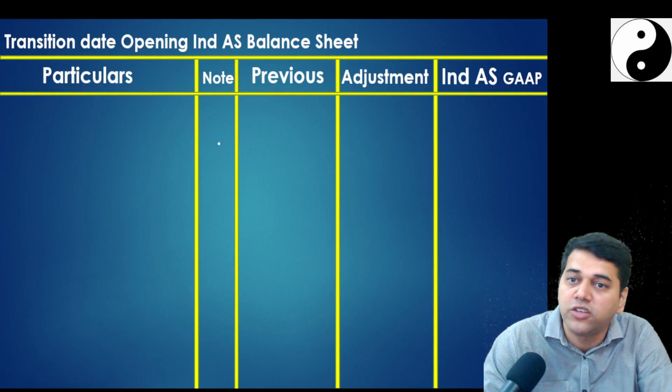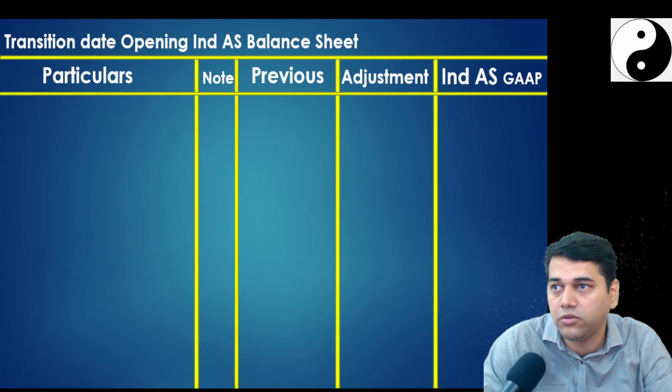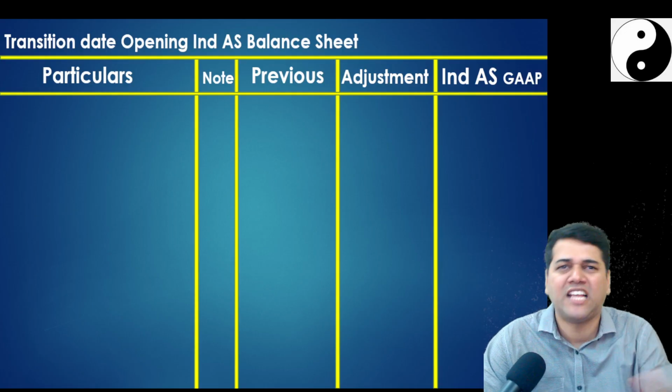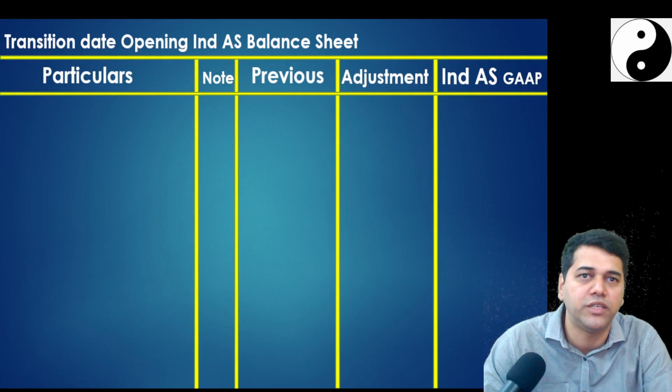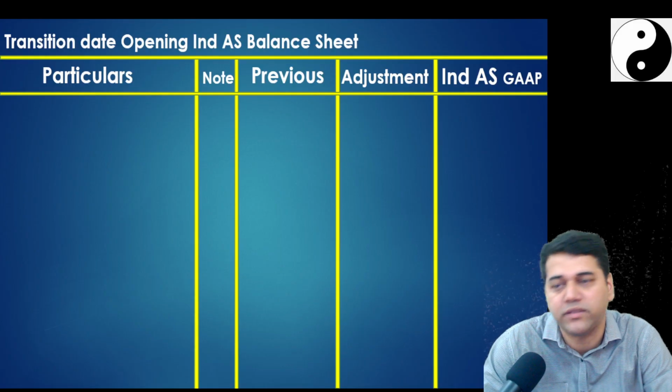You have to write particulars, note, Ind AS, and in the note you have to give that breakup. If the question is silent, as per the working or whatever they give, you can do it this way. In the study material they have done it this way, but look into the exam question.